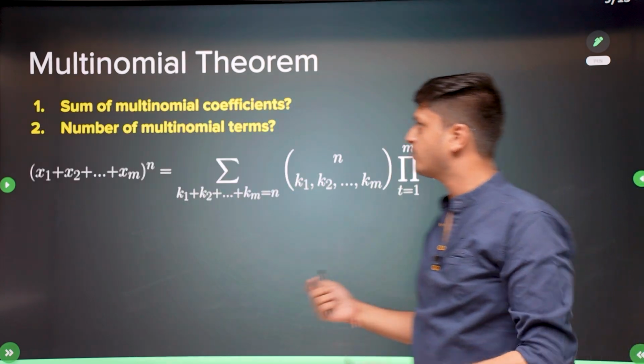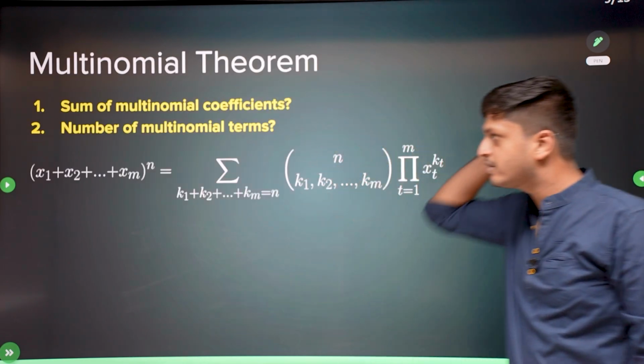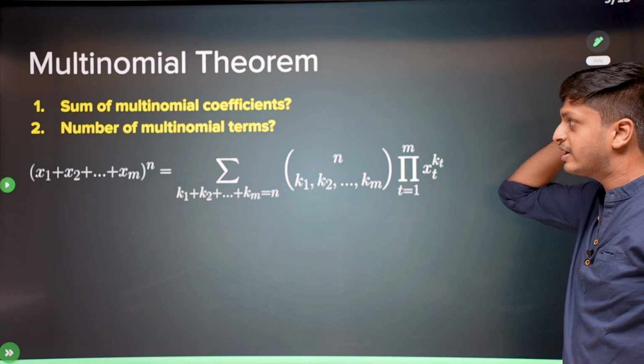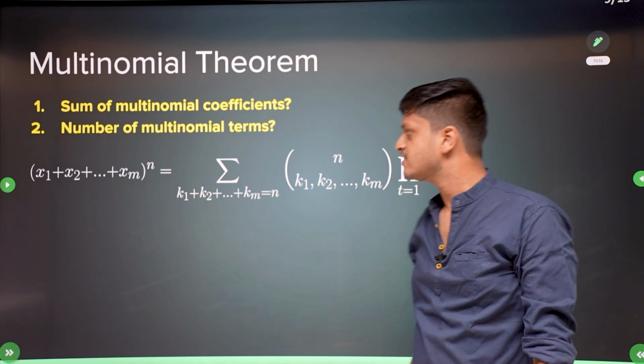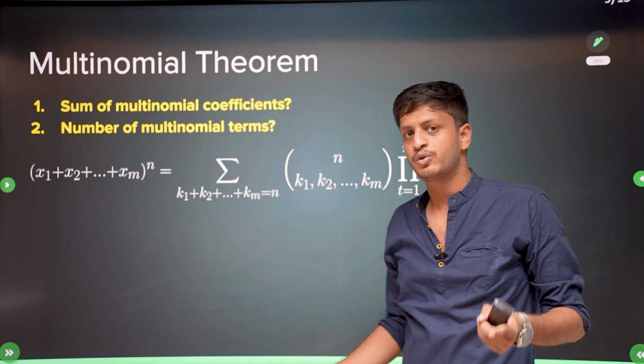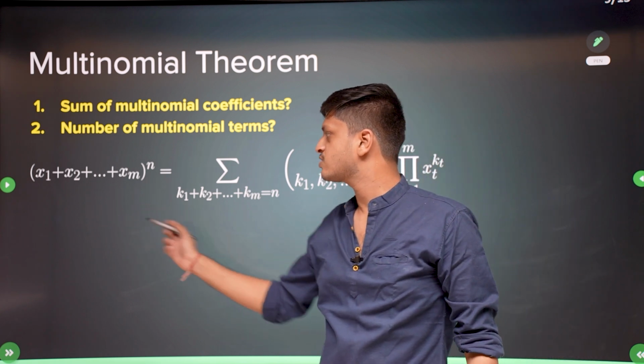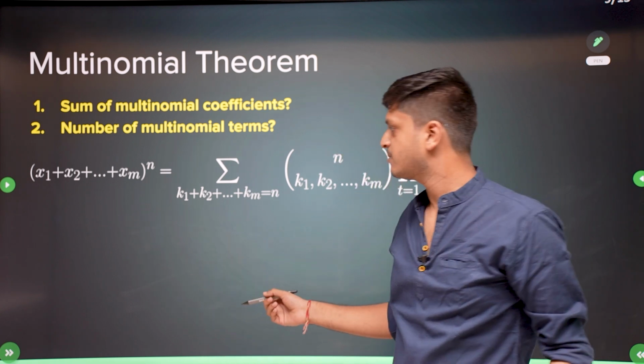So there are a couple of problems on the multinomial theorem. One is, what is the sum of all multinomial coefficients? Very easily, like binomial, how will you do it? Just write x1, x2, up to xm all as 1. You will find the sum of coefficients.